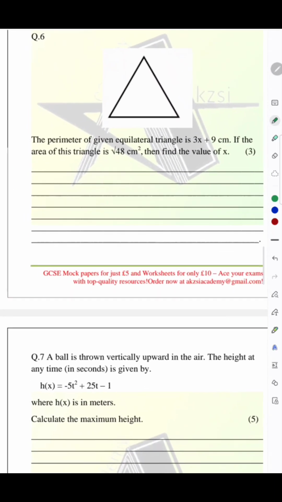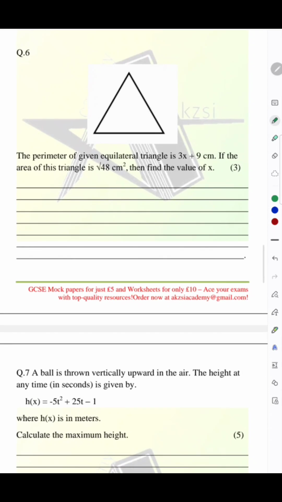The next question says the perimeter of a given equilateral triangle is 3x plus 9. If the area of the triangle is root 48 centimeters square, then find the value of x. See, this is an equilateral triangle, which means all the sides are 3x plus 9. There is a direct formula to calculate the area of an equilateral triangle, which is root 3 by 4 a squared. If you're not able to recall it, you can just go by the conventional method. That means this whole length is 3x plus 9.